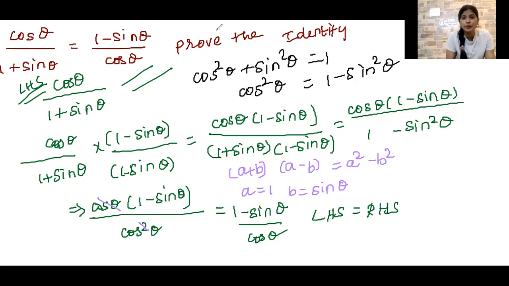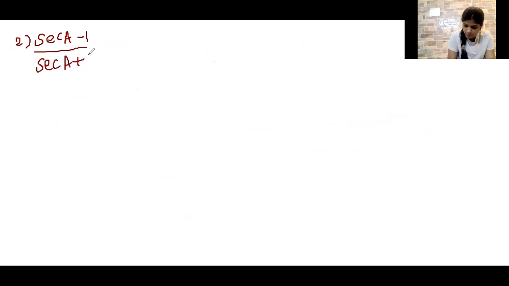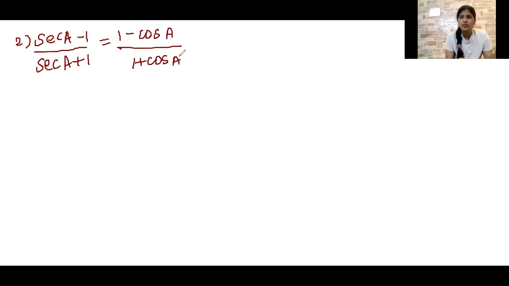I'm going to clear it. If you want, you can take a screenshot. So the next question here is secant A minus 1 upon secant A plus 1 equal to 1 minus cos A upon 1 plus cos A. Same thing, you have to prove the left hand side is equal to the right hand side. Or else you have to check whether the left hand side is equal to the right hand side or not.